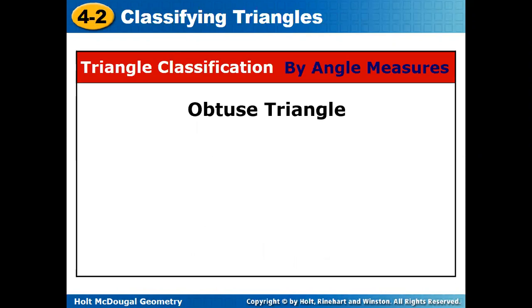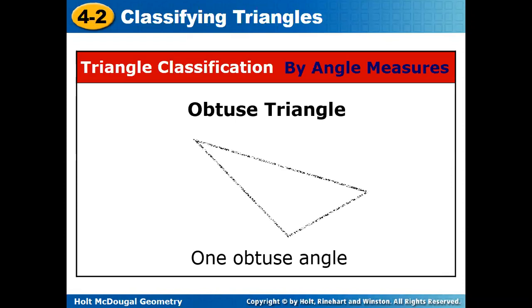The fourth type, obtuse triangle, which has one obtuse angle, like this. You can see now this angle is obtuse and the other two angles are acute. And we know that the obtuse angle is an angle its measure is greater than 90 and less than 180.